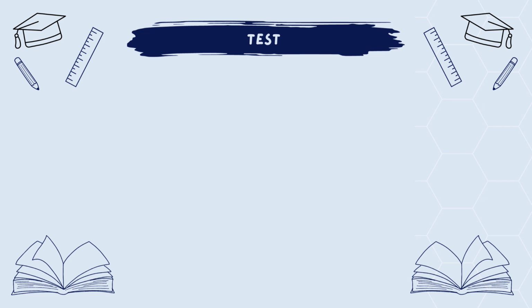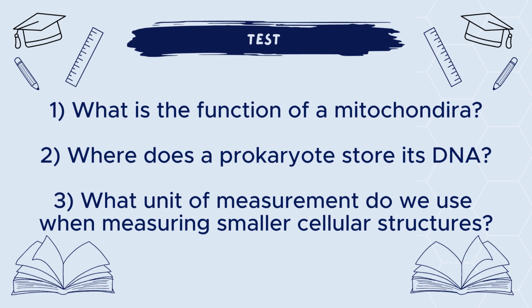To check how well you've picked it up, we now have a small test. So, the first question is, what is the function of a mitochondria? Number 2, where does a prokaryote store its DNA? And number 3, what unit of measurement do we use when measuring smaller cellular structures? The questions will now stay on for 30 seconds to allow you to either write your answers down or think of them in your head, and then the answers will show.